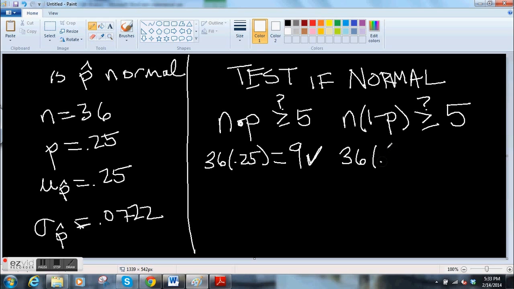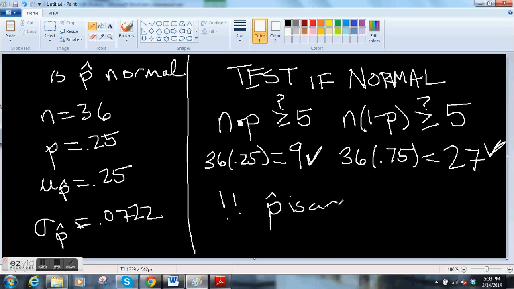N is 36, 1 minus p, 0.75, is equal to 27. That is also bigger than 5. Yay, good job, we passed this test. So to describe the distribution, because both of these numbers are bigger than or equal to 5, we can say that p hat is approximately normally distributed.